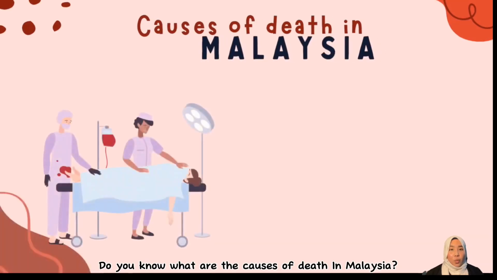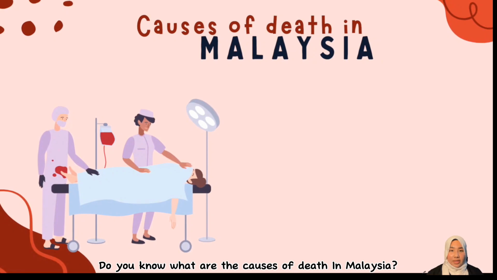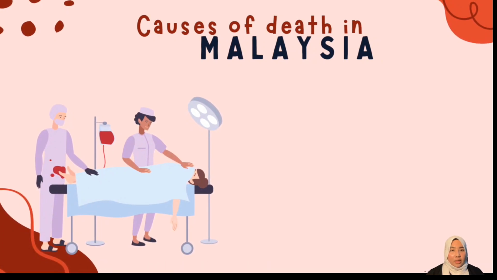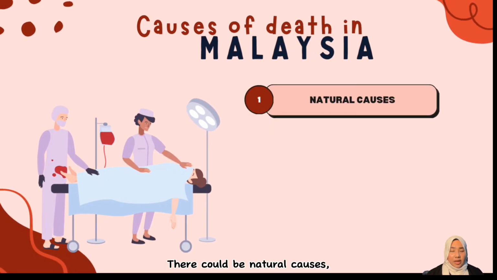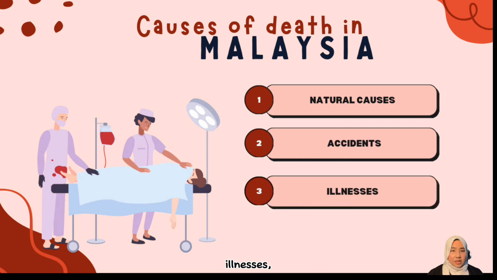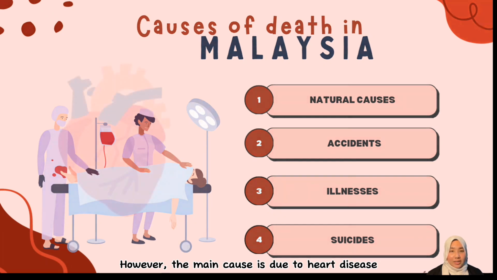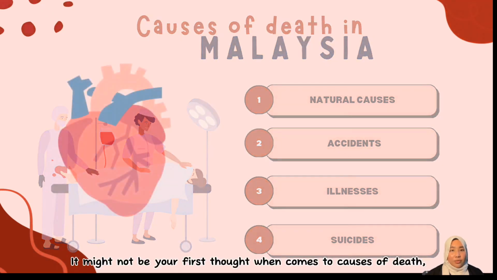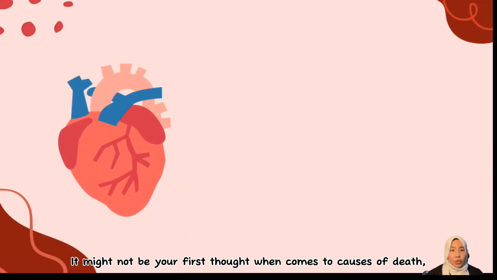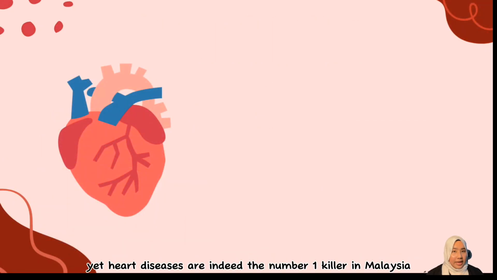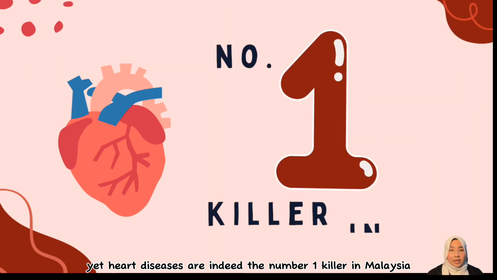Do you know what the causes of death in Malaysia are? There could be natural causes, accidents, illnesses, suicides, and others. However, the main cause is heart disease. It might not be your first thought when it comes to causes of death. Yet, heart diseases are indeed the number one killer in Malaysia.